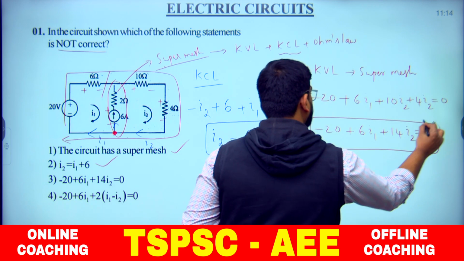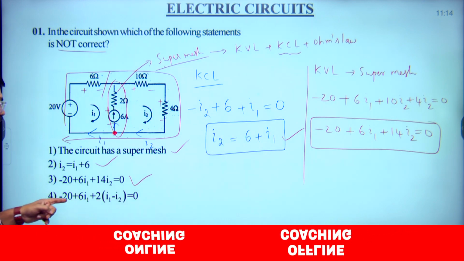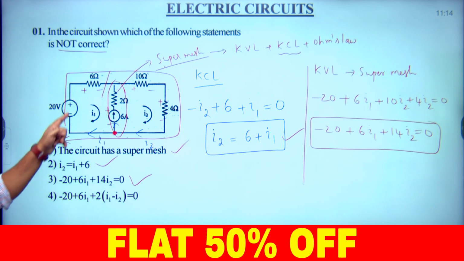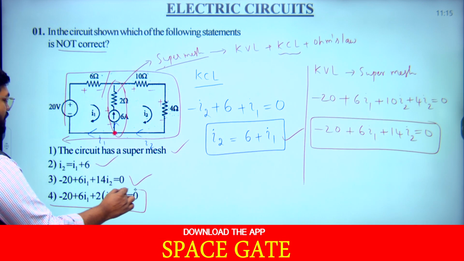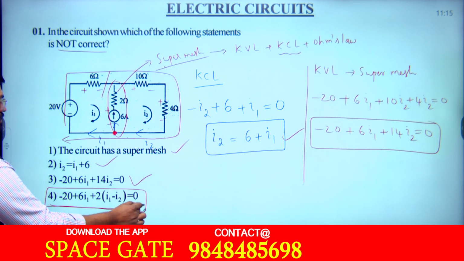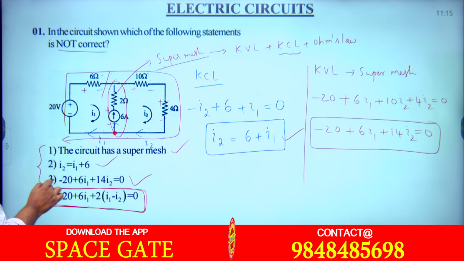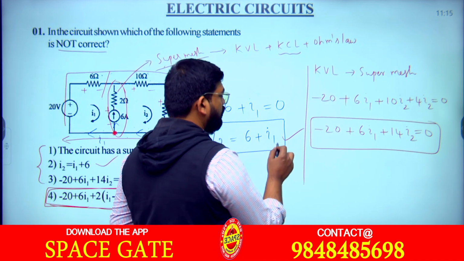Check with that equation where it is there. Yes, it is also present in this, and automatically if you see the last option, minus 20 plus 6 I1 plus 2 into I1 minus I2, is not the correct statement. It is not matching with the given circuit. The first three are valid, and you can solve even this circuit by using these two equations.